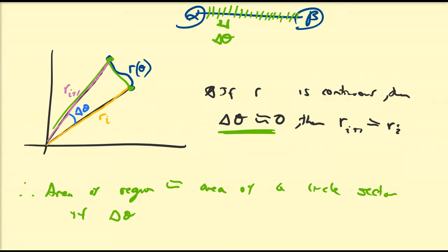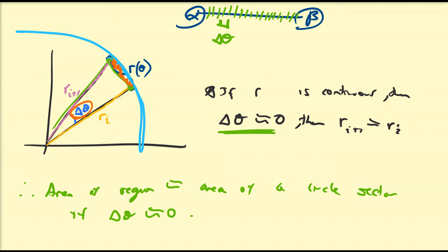If delta theta is approximately equal to 0. And what do I mean by a circle sector? So pretty much these two points fall on some line, right? So we can use the area of a sector of a circle to approximate that, right? Now there is going to be some area here, right? But of course the smaller this delta theta is, the smaller that area will be, right?